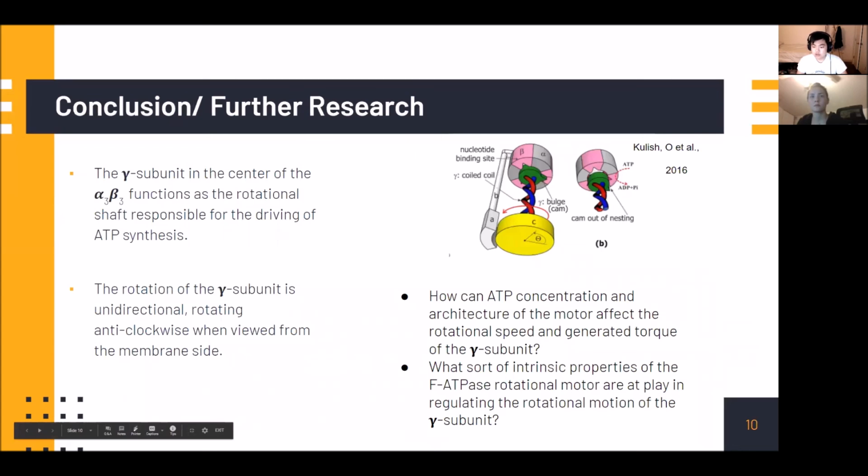So to conclude, the researchers definitively observed that the gamma subunit in the center of the alpha-3 beta-3 hexamer functions as the rotational shaft responsible for driving ATP synthesis. They also discovered the unidirectional rotation of the gamma subunit, which is an anti-clockwise rotation when viewed from the membrane side. Potential avenues of further research could include investigating how ATP concentration and the architecture of the overall motor affect the rotational speed and the generated torque of the gamma subunit. Furthermore, as discussed earlier, what sort of intrinsic properties of the F-ATPase rotational motor are at play with regard to regulating the rotational motion of the gamma subunit?